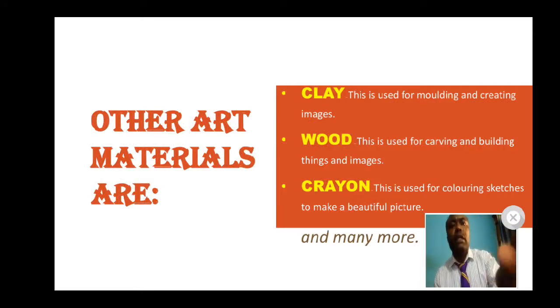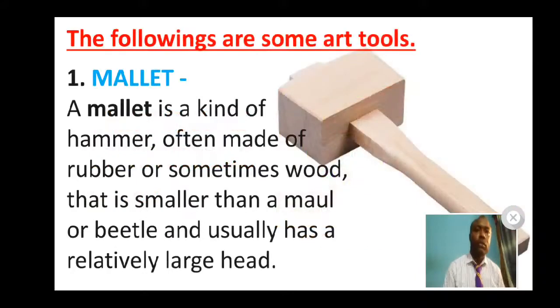Now let's go to some art tools. These are some art tools. Number one, we have a mallet. A mallet is a kind of hammer, often made of rubber or sometimes wood, that is smaller than a maul or beetle and usually has a relatively large head.